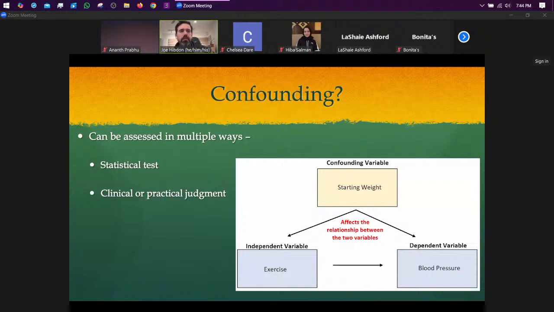Okay, let's think about confounding for a second. This can be assessed in multiple ways. It can be done through a statistical test or clinical or practical judgment. So we say that exercise leads to lower blood pressure. But the impact of exercise really can be affected by my starting weight.